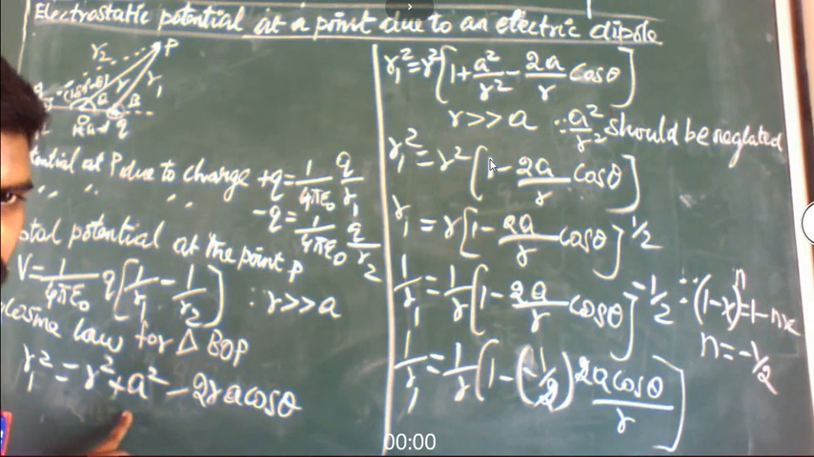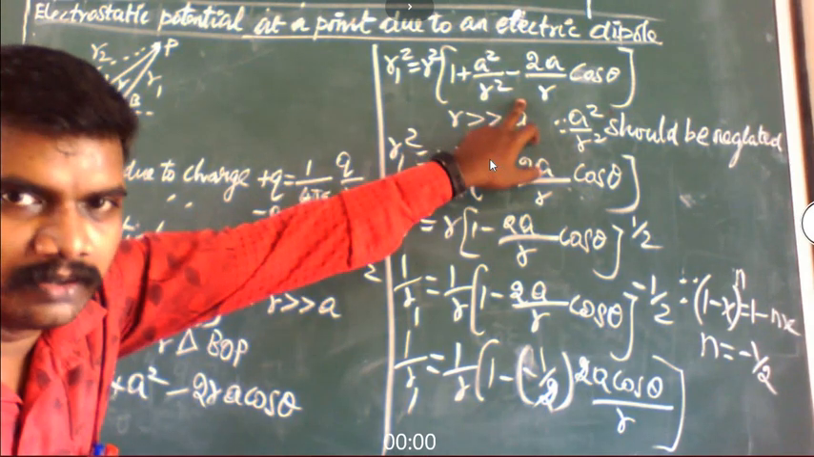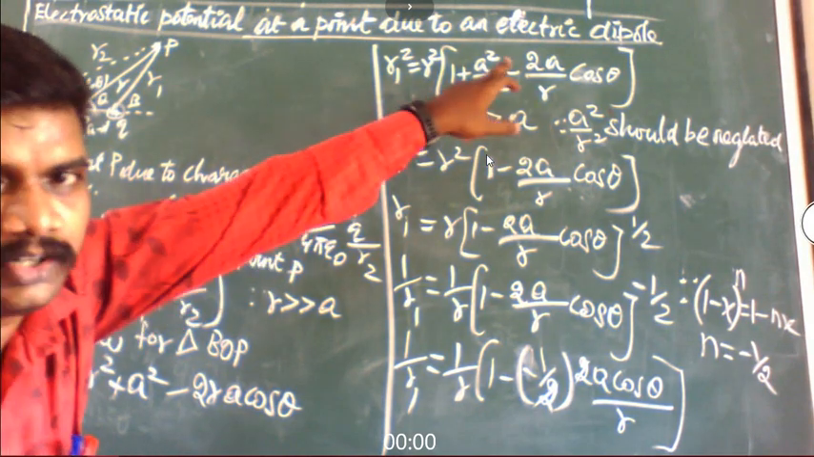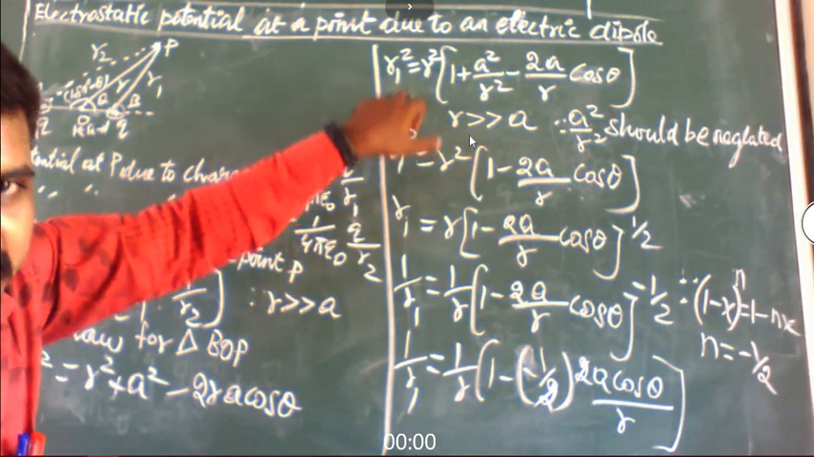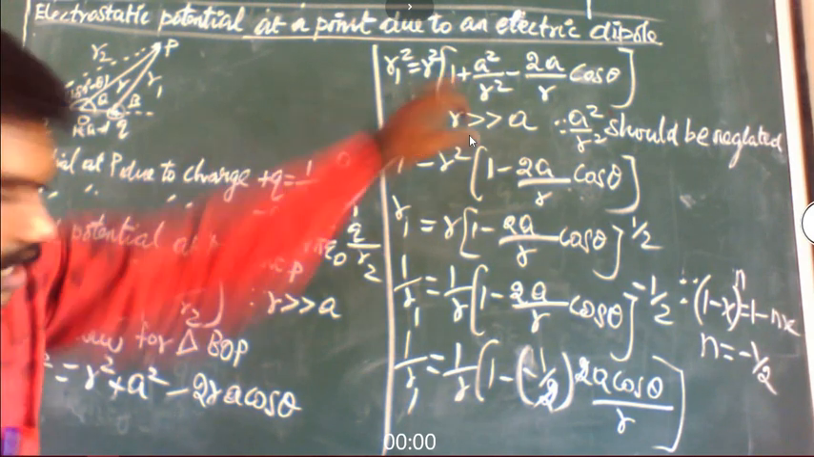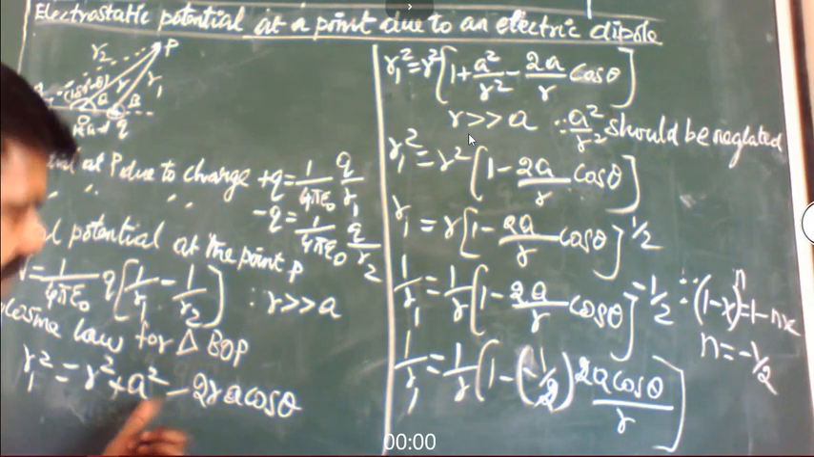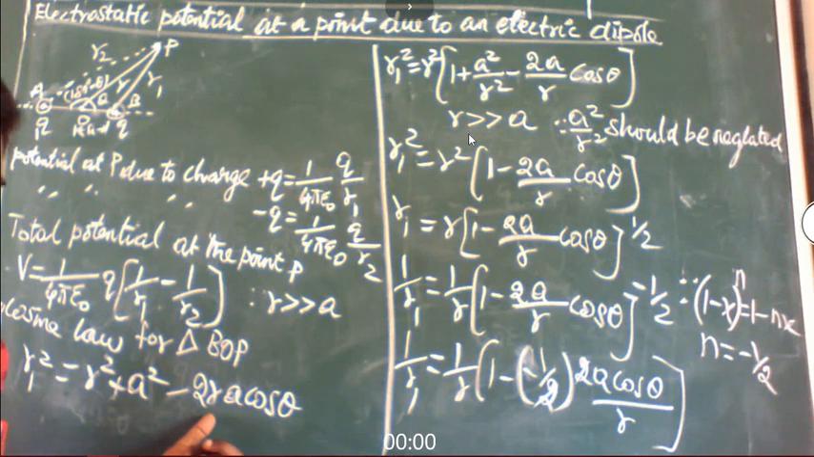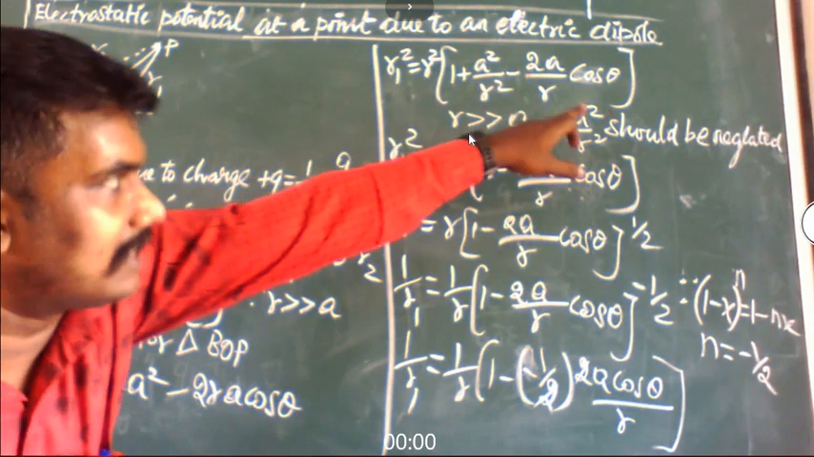So A square has no R square term. Here there is only one R, and since we are taking out R square, we must divide by another R. If you multiply again, R square into 2A divided by R, one R cancels and the remaining is 2RA cos theta. So removing the R square term from this equation, we get R1 square is equal to R square into 1 plus A square divided by R square minus 2A divided by R into cos theta.